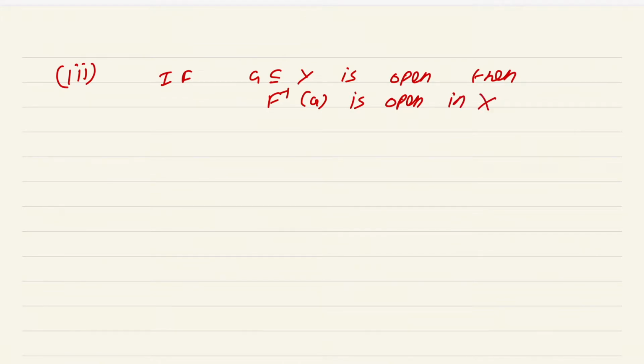If G subset of Y is open, then the pullback f inverse G is open in X. So of course the first open is in Y, that's obvious. So you can succinctly say that continuous functions pull back open sets to open sets. Okay, and the fourth condition is just a minor variant of this.